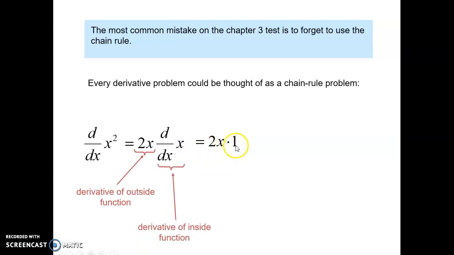But we never did that step because it was silly to do that step, because the derivative of the inside function of x is always going to be 1, right? So our derivative was 2x. But when we get to unit 4, we're going to use this as a useful tool to take the derivative with respect to any variable we want, not just x.